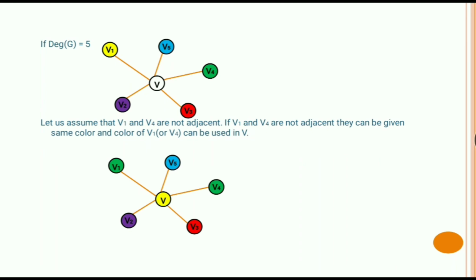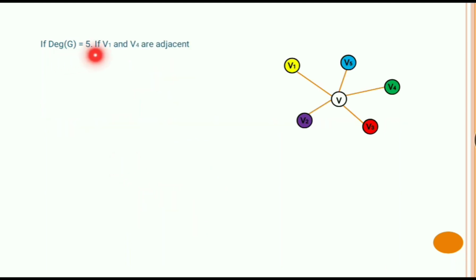Because they are not adjacent, we can use the same color on both, and yellow color can be used here. So again the graph is 5 colorable. This happens when V1 and V4 are not adjacent. But if they are adjacent, if the degree of V is 5 and V1 and V4 are adjacent, that is, there exists some path from V1 to V4 like this, then what will we do? Okay, then they can't have the same color, right?